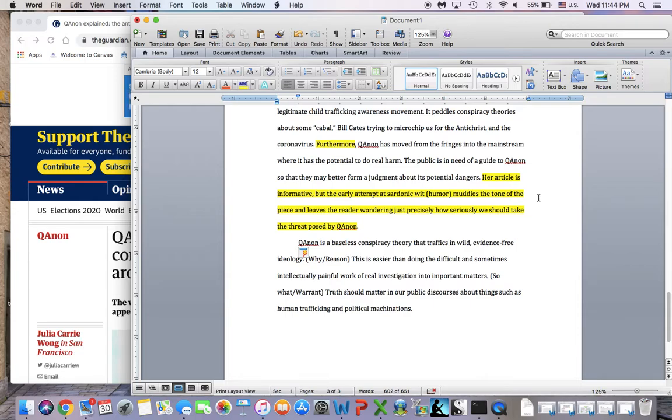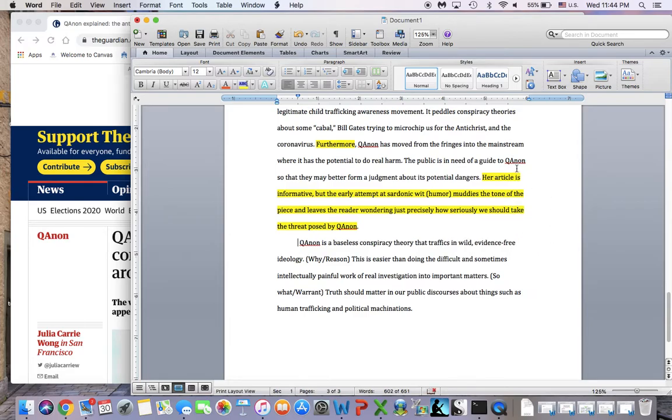Her article is informative, but the early attempt at sardonic wit muddies the tone of the piece and leaves the reader wondering just precisely how seriously we should take the threat posed by QAnon. QAnon is a baseless conspiracy theory that traffics in wild, evidence-free ideology. Okay, can you hear that? It's in desperate need of a transition, right? It just sounds like that I've made an observation that's relevant to the conversation, but not one that flows from what I've just written. Okay, so we need something that flows from my claim here.